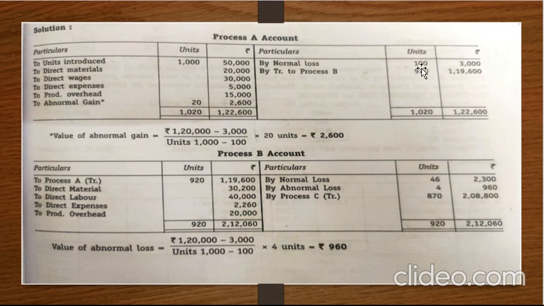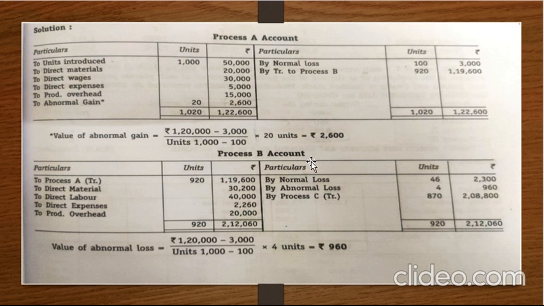Now your normal loss cost is present here. So 1,22,600 minus 3,000 will give you the difference, which is 1,19,600. The difference of your input and output will be the amount to be transferred to process B. So 1,19,600 and 920 units is to be transferred to process B. This will be transferred to your process B account.